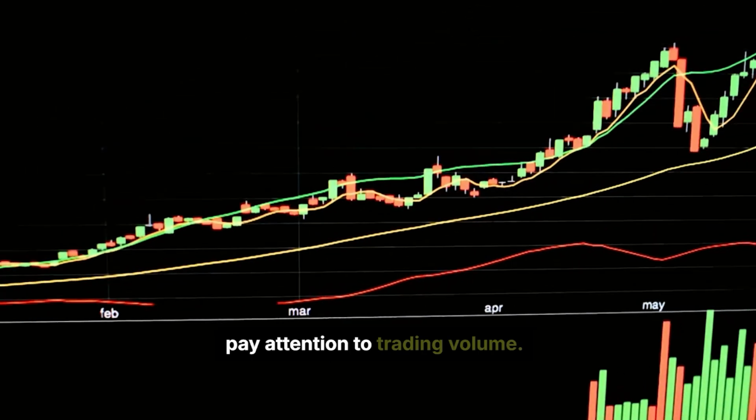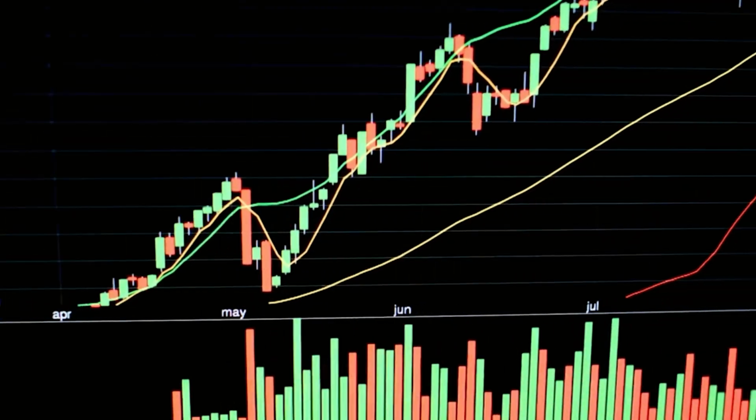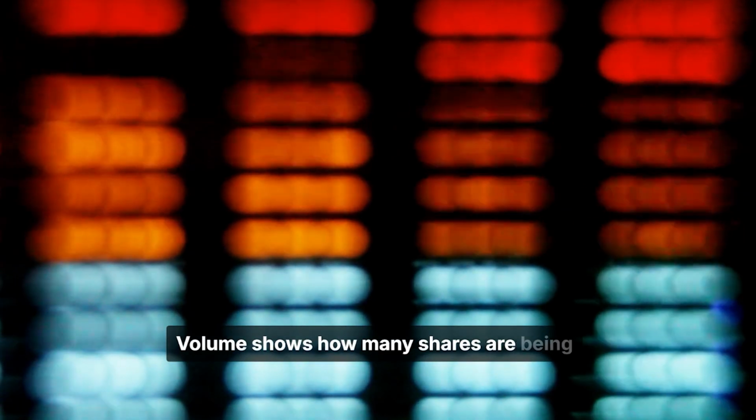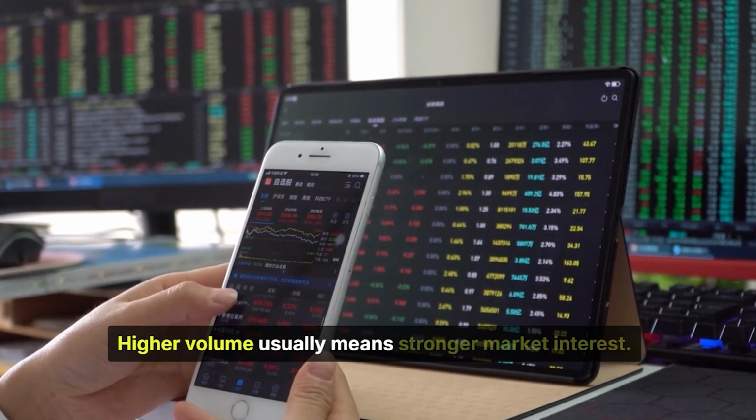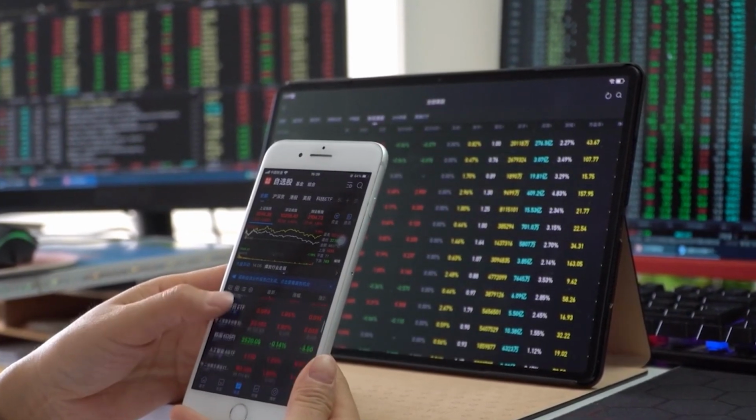Finally, pay attention to trading volume. Volume shows how many shares are being bought and sold. Higher volume usually means stronger market interest.